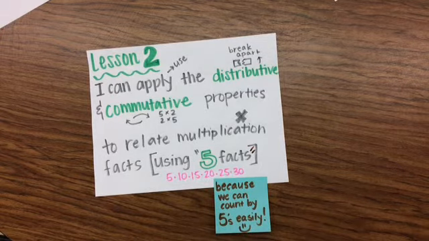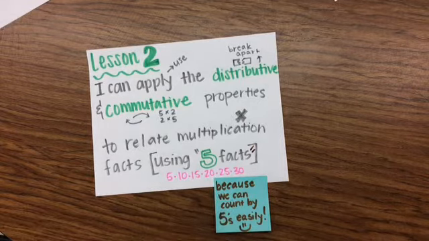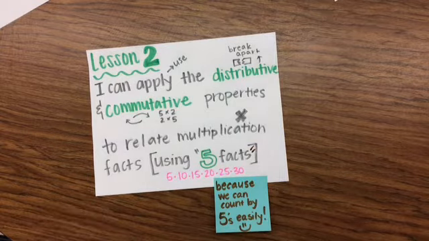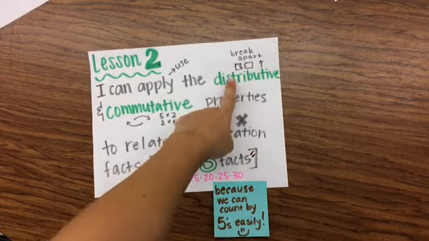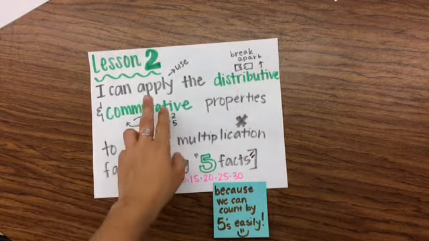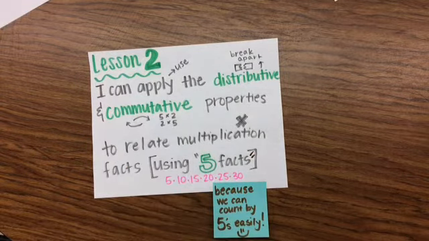We might not be able to count by sixes or sevens as easily yet, but we can use our knowledge about counting by fives to solve bigger problems by breaking them apart and maybe flipping the order around. So that's what we're going to do today.